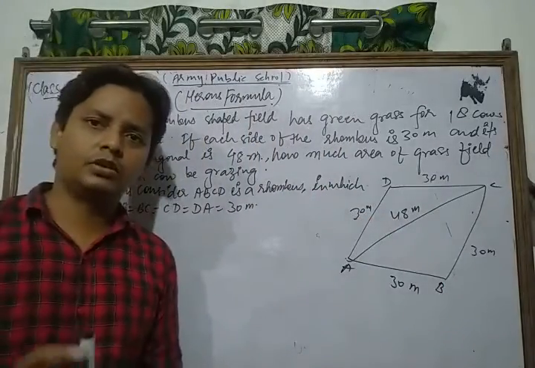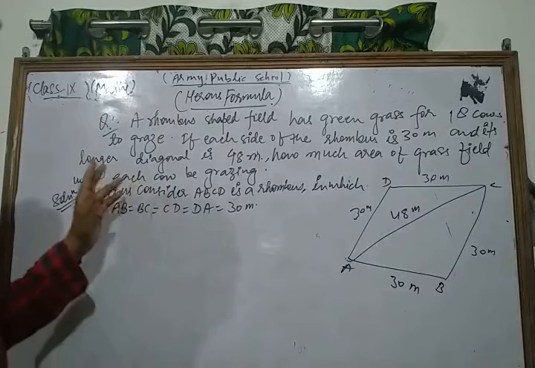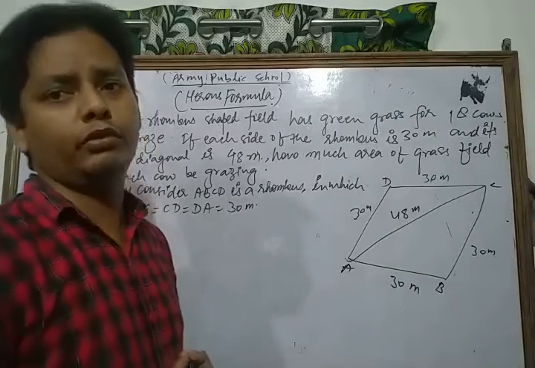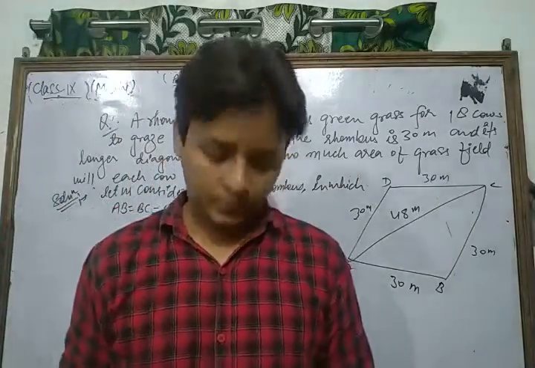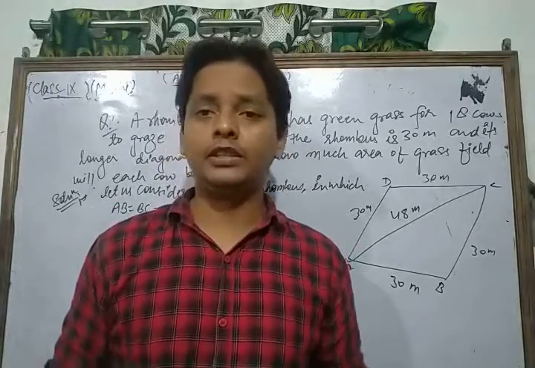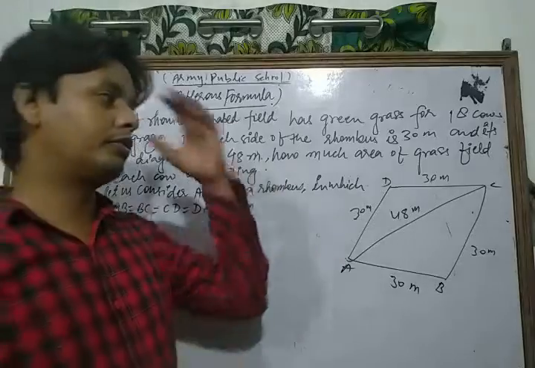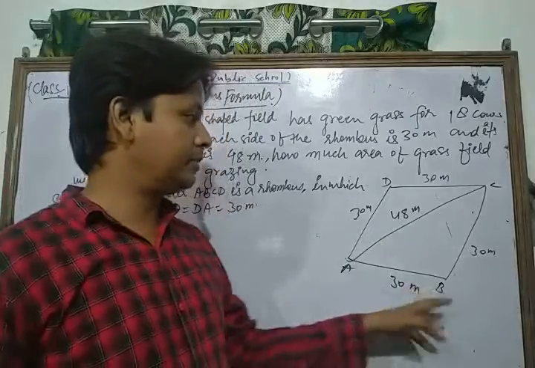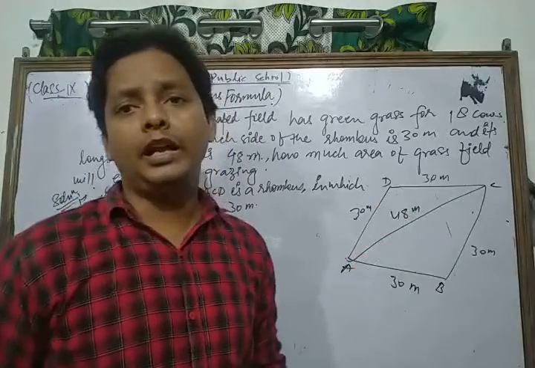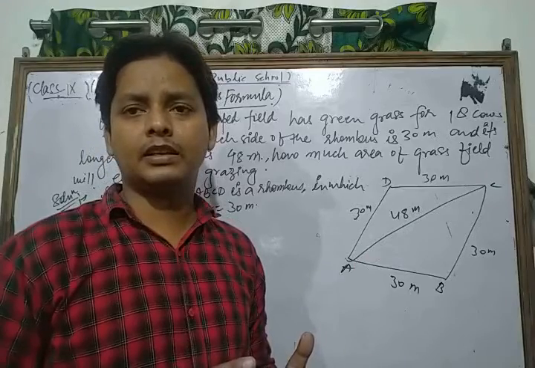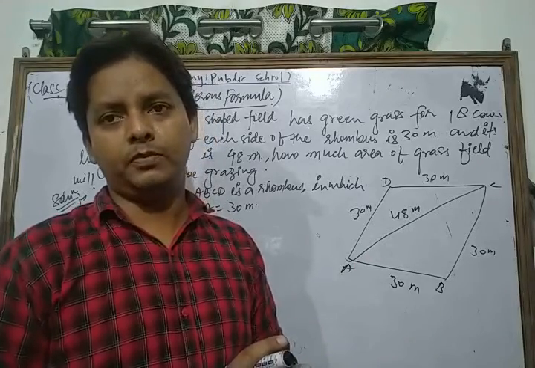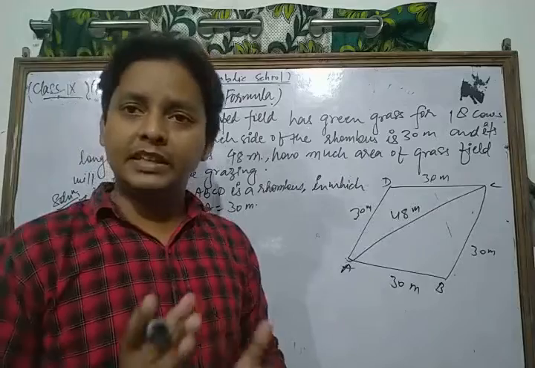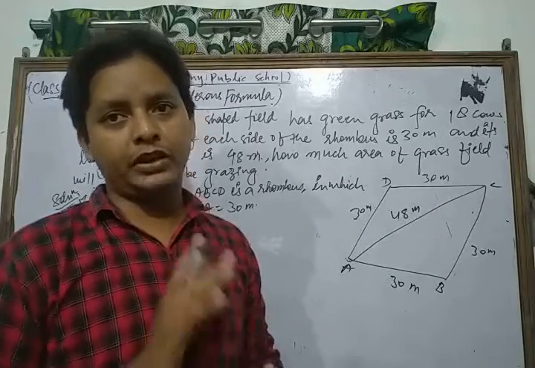So dear students, first of all we find how much area of grass field each cow will be grazing. So first of all we find the area of the field, and the field is in the shape of a rhombus. So first we find the area of the rhombus, and to find it, it is split into two triangles. First one is ABC and second one is ADC. And we also know that a rhombus is a parallelogram, and the diagonal of a parallelogram bisects it, which means it divides it into two triangles of equal areas.